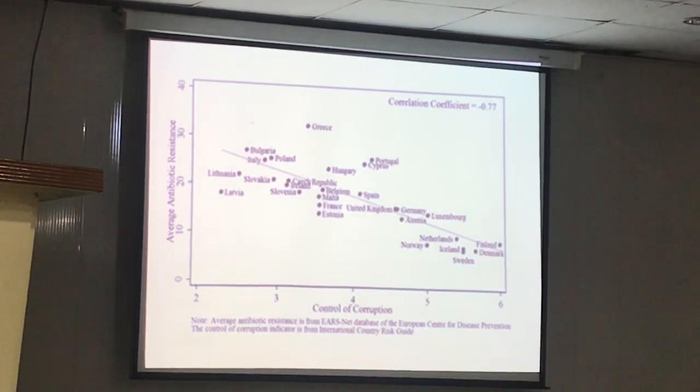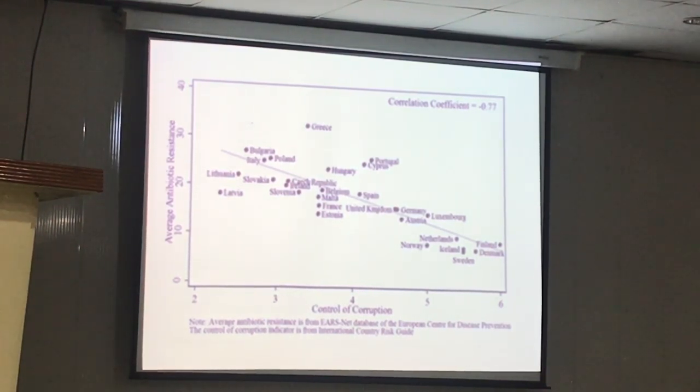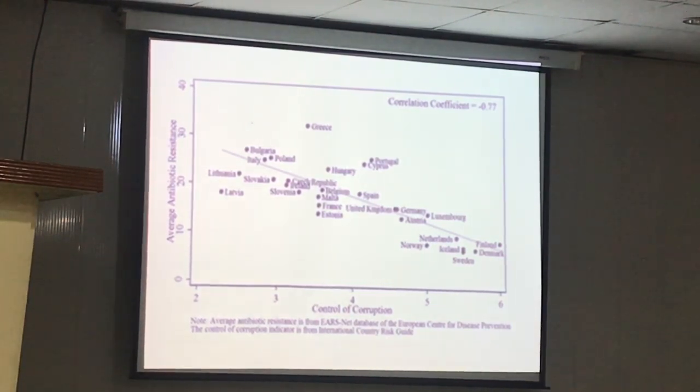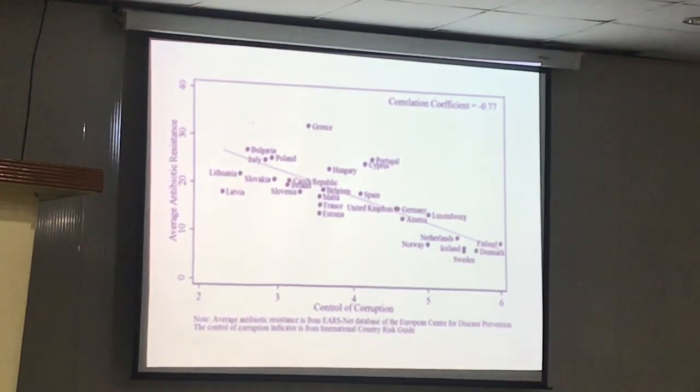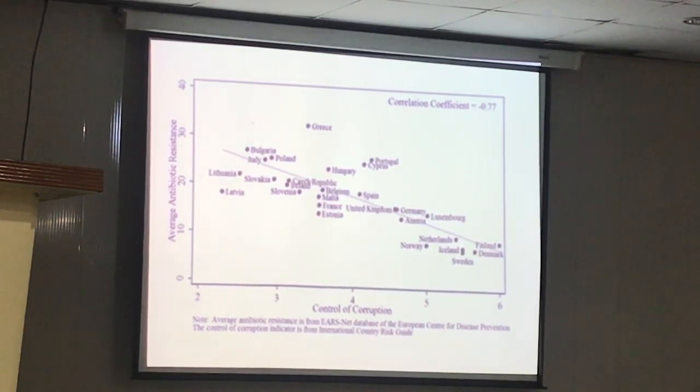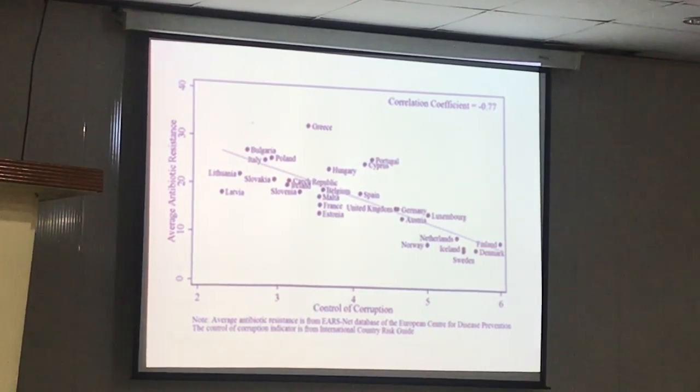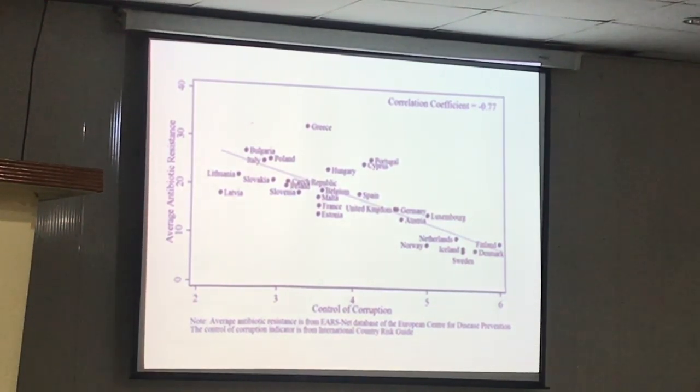So antibiotic resistance is not just a scientific problem. Antibiotic resistance is a social problem. It's an administrative problem. So that has to be taken. It is a governance issue as well. So those countries which have got excellent administration, excellent governance, free of corruption or very low corruption, they have a better chance of combating antimicrobial resistance.